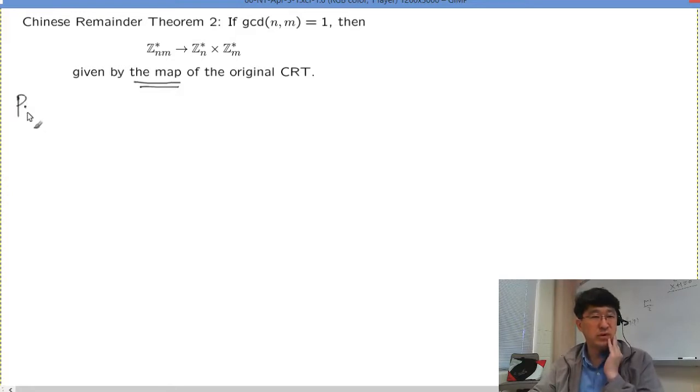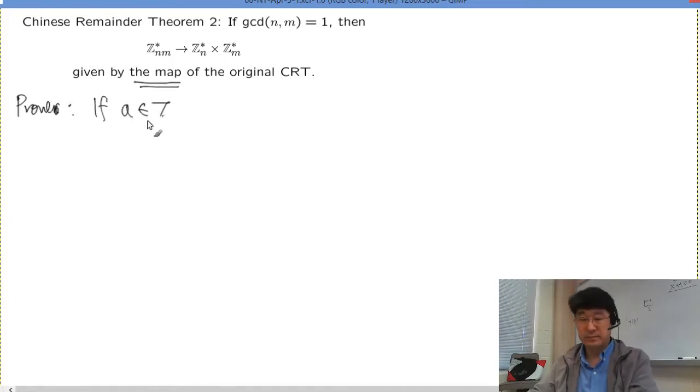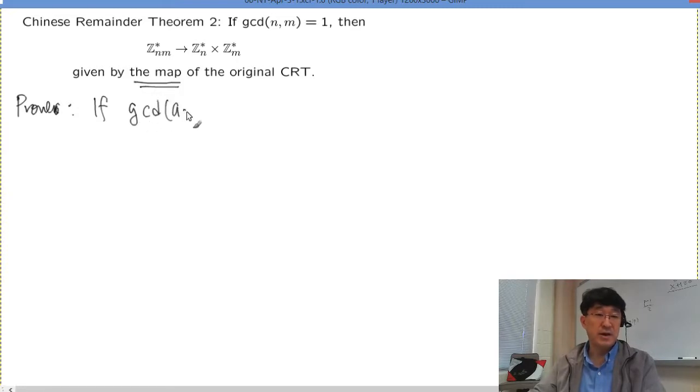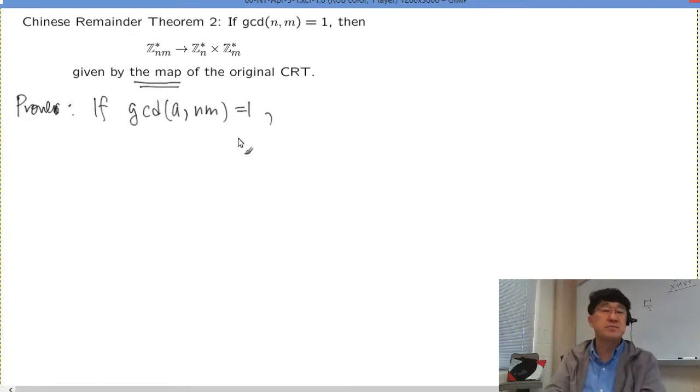We need to prove that if I choose a that is in, let me write a as an integer, GCD of a and n times m equals 1. All right. Does everybody see why I'm considering this condition, GCD of a and n times m equals 1? Can someone explain why I am considering this condition? This condition corresponds to this guy right here. Isn't that right?